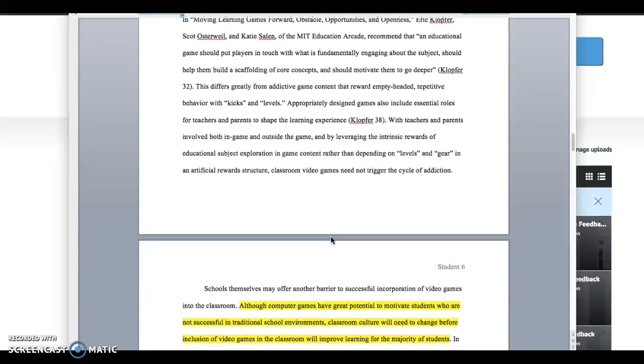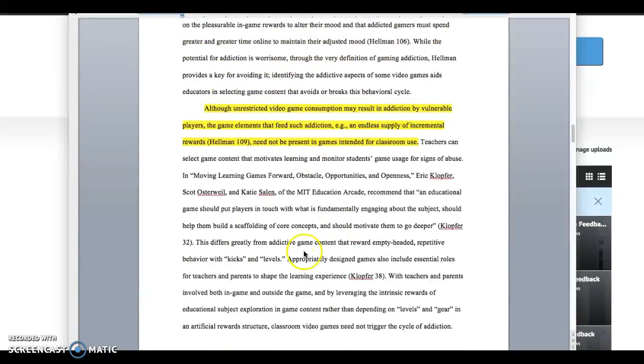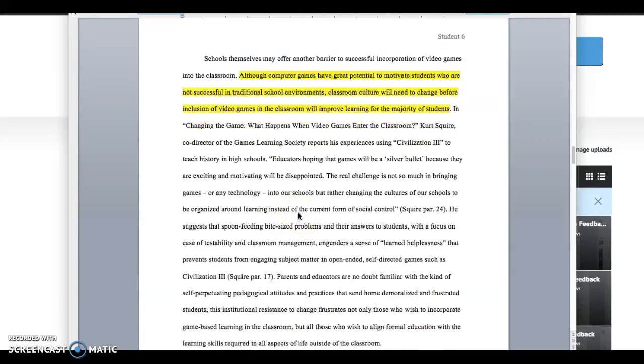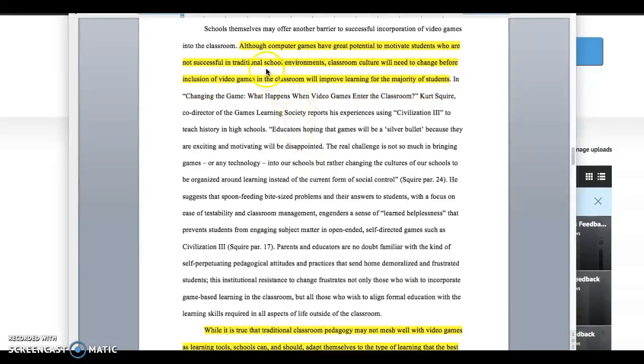And you can see that here. So there's his contention against that point. Here's his third opposing view. Although computer games have great potential to motivate students who are not successful in traditional school environments, classroom culture will need to change before inclusion of video games in the classroom will improve learning. And then this one is just one paragraph. So then there's the two source references there for this contention and this argument here.